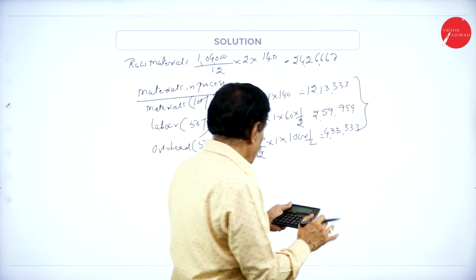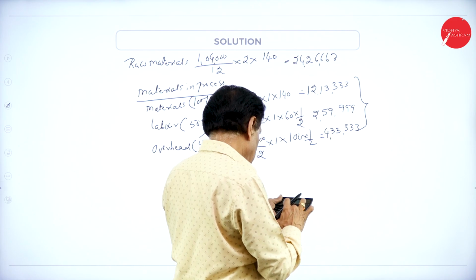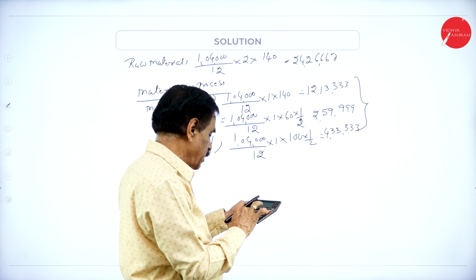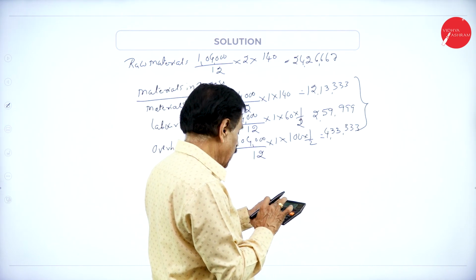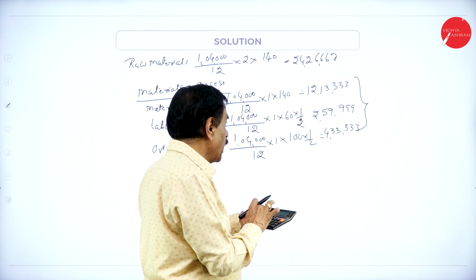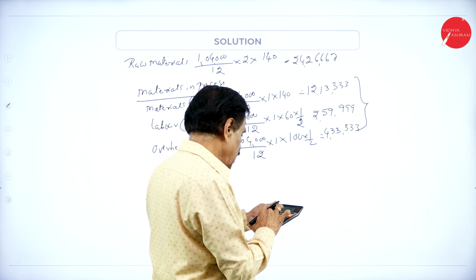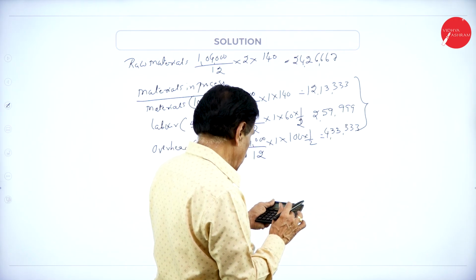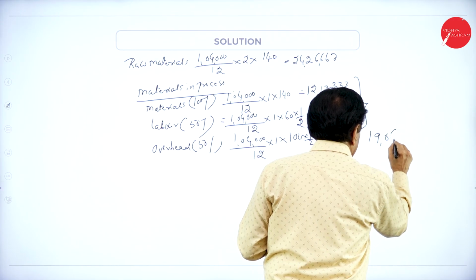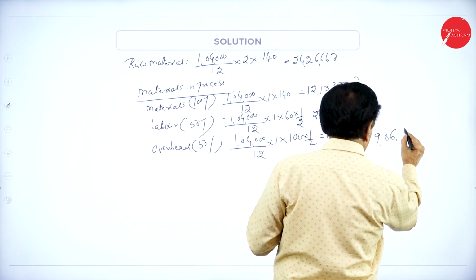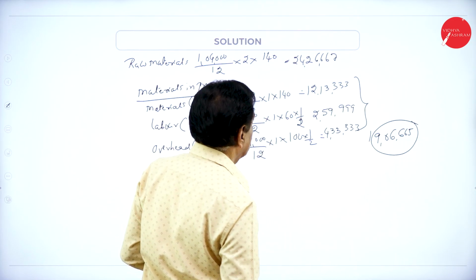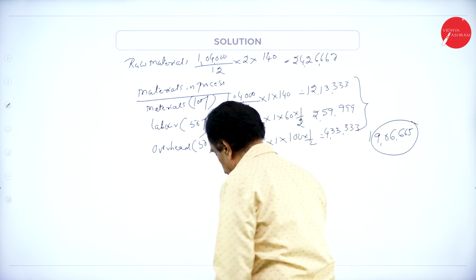So it is 12,13,333 plus 2,59,999 plus 4,33,333. It will come 19,06,665. This is the raw material.